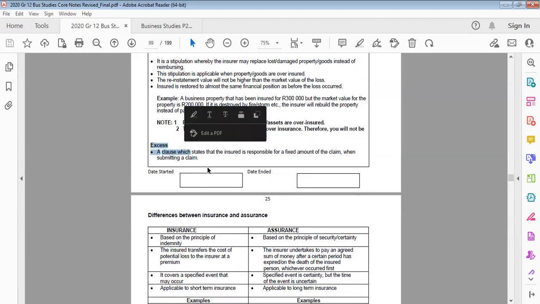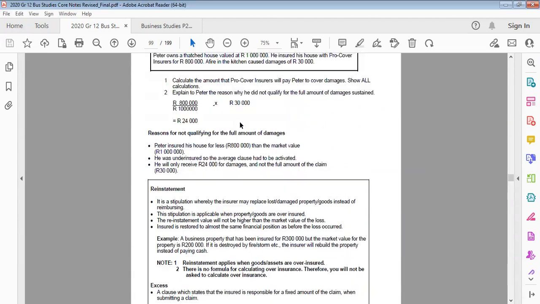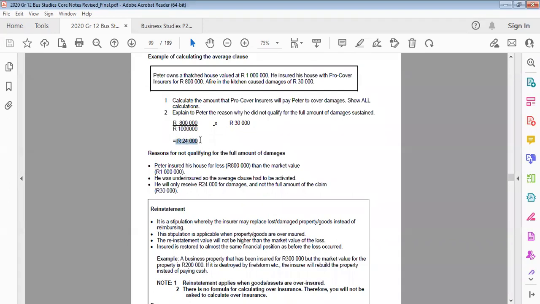Then the excess is a clause which states that the insured is responsible for a fixed amount of the claim when submitting a claim. Okay, so they normally take a percentage of the amount that is paid, and that is the excess. The excess in this case here would be 6,000. It's basically the money that is not paid out by the insurer, but is still due to cover the costs of the damages.